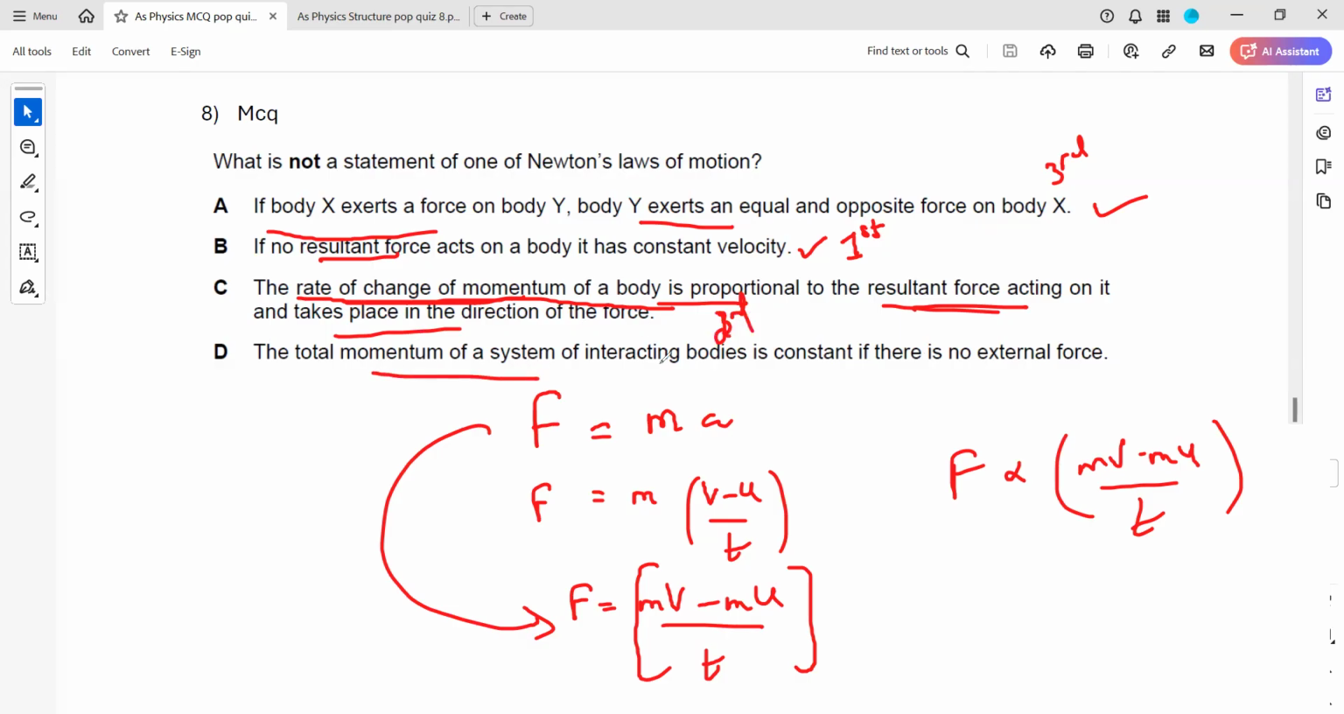The total momentum of a system of interacting bodies is constant if there is no external force. This is correct, but this is not Newton's law. This is the law of conservation of momentum. So D is actually not a statement of Newton's law. It is conservation of momentum. Is it clear?